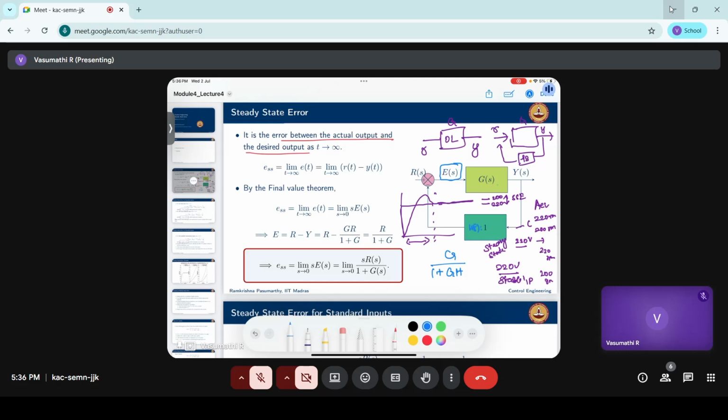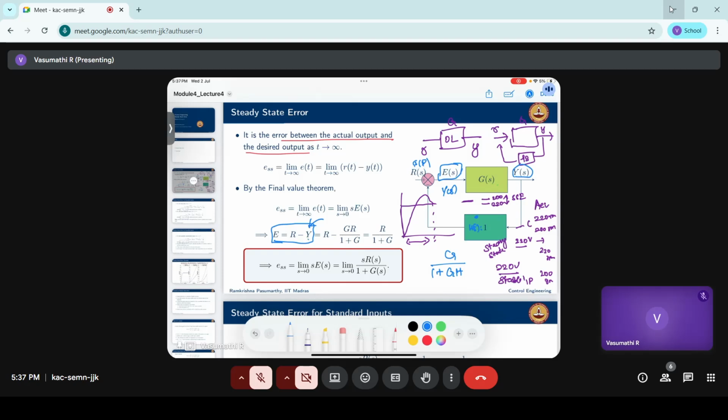Now we are introducing another term called E(s), that is the difference between the input R(s) and the feedback H(s). So E(s) can be written in terms of the input and the output. The error represents the difference between the input and the output. So E is equal to R minus Y, where Y indirectly represents the feedback H. This Y is coming back in terms of H, so H will be here indirectly.